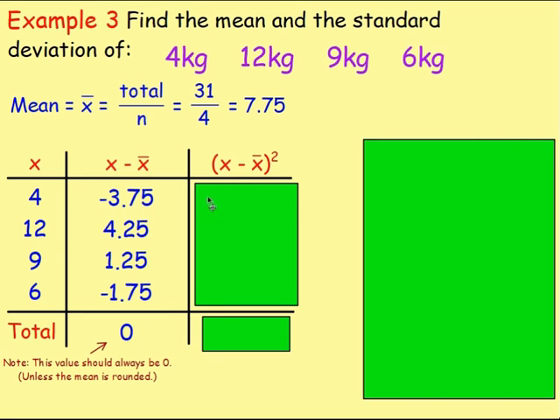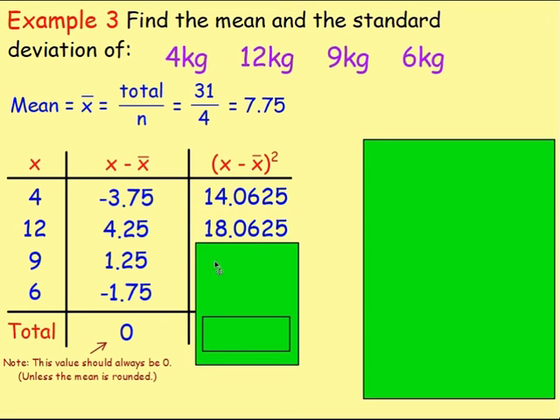X minus x bar all squared is just going to be this number squared, and this number squared, and this number squared, and this number squared. Just square each of the numbers. Just remember, if you have the negative 3.75 times the negative 3.75, it's just the exact same number multiplied by itself. Two negatives make a positive! Well done. So we'd end up with positive 14.0625.